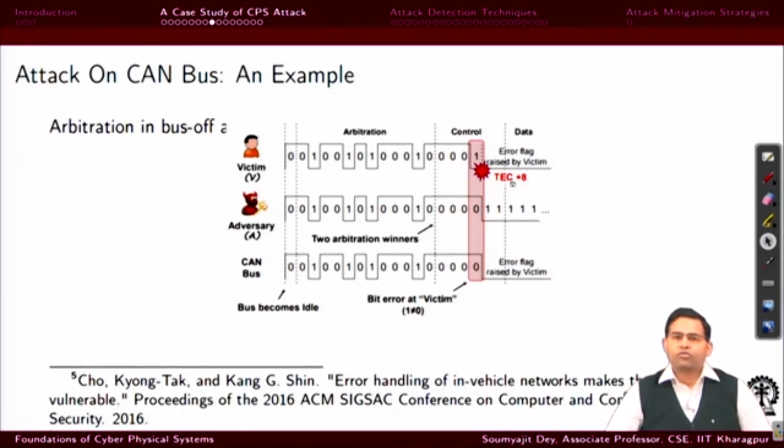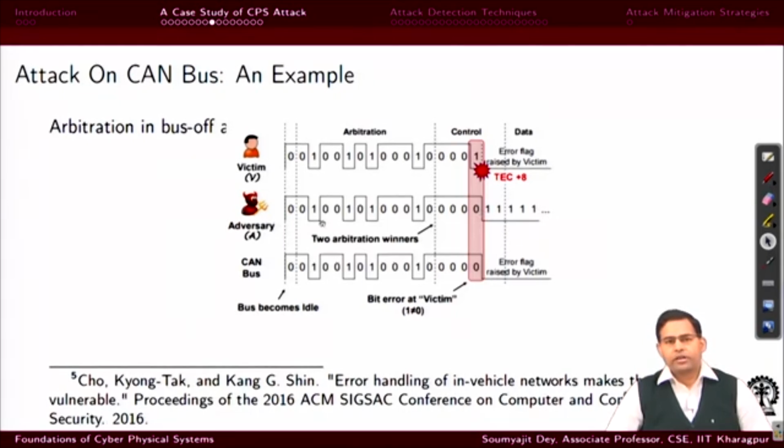its TEC count will go up by 8, because this is not really a fair win, right, because they are trying to start with two IDs where the adversary has tried to assume the victim's ID, but with more zeros here. So, the victim will lose the arbitration, and after that, whatever the adversary is sending, those values will be going through, right.